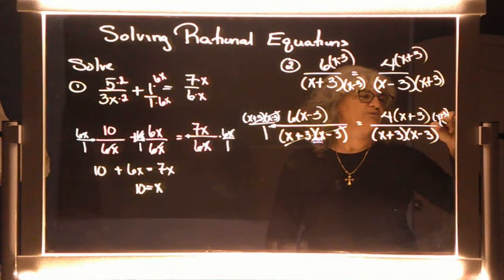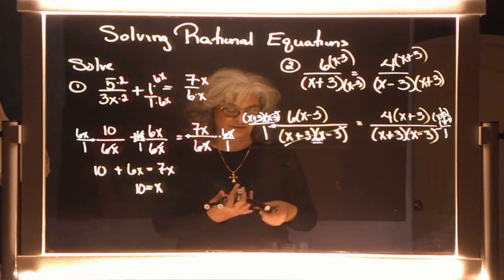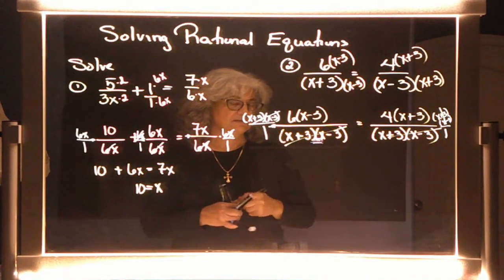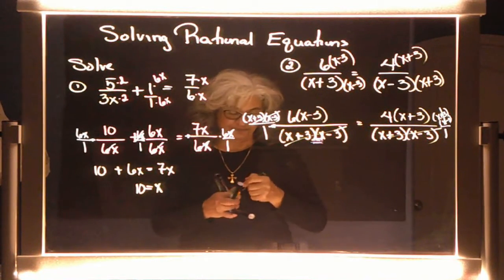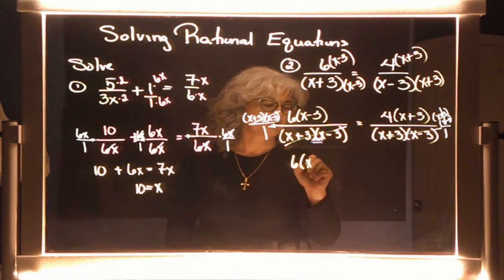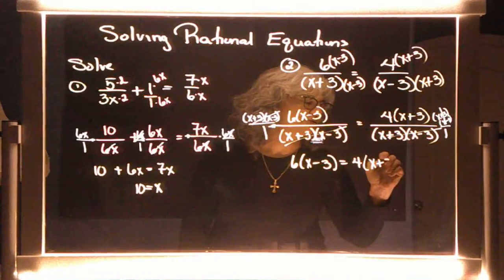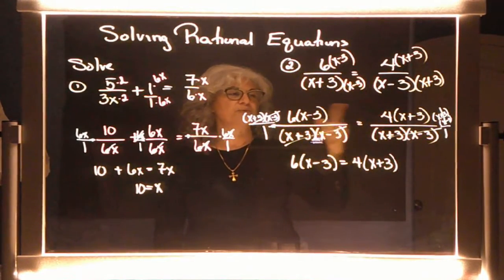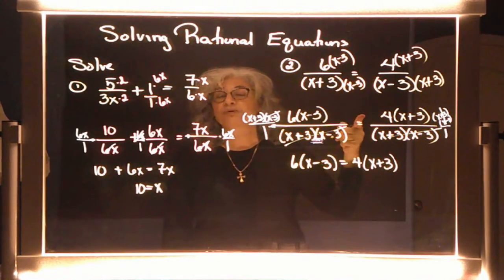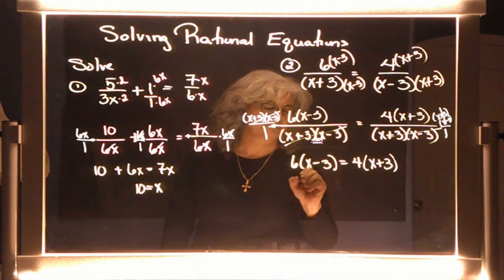And on this side, I'm running out of room, right? But these will cancel out. Got it? Which leaves me this nice simple little equation to go solve. Now, you could have done the distribution here when you were writing the numerators, or you could have waited and done it here. Regardless, you're going to get the same answer.